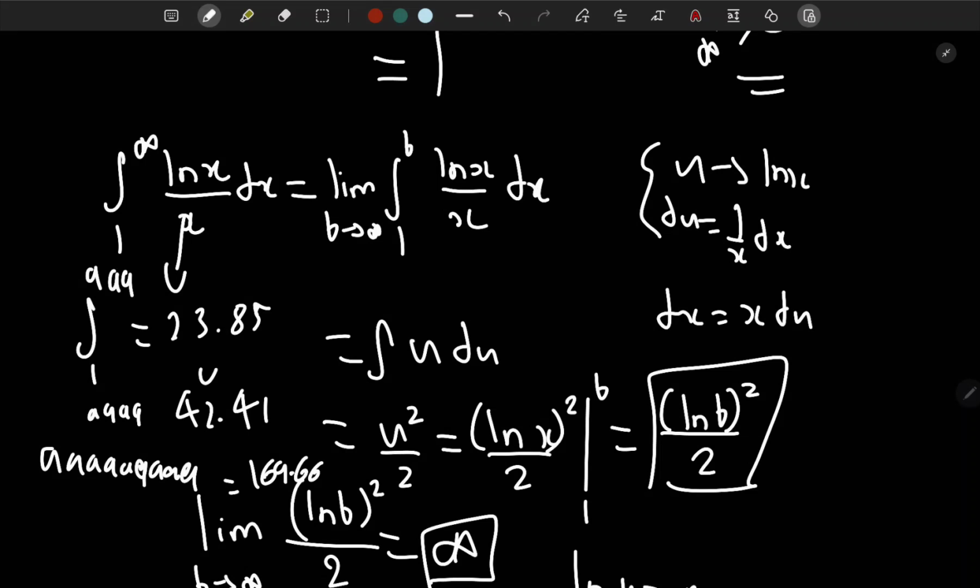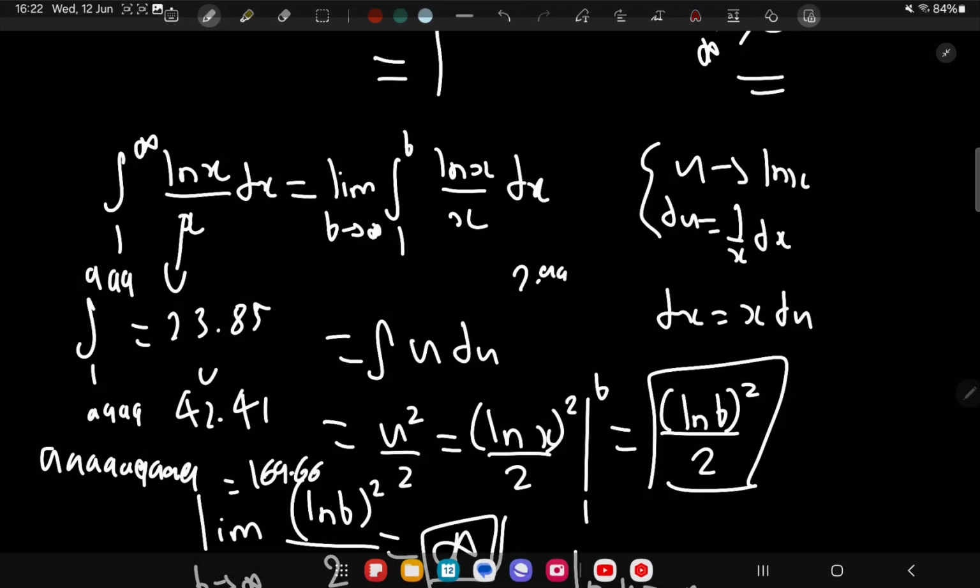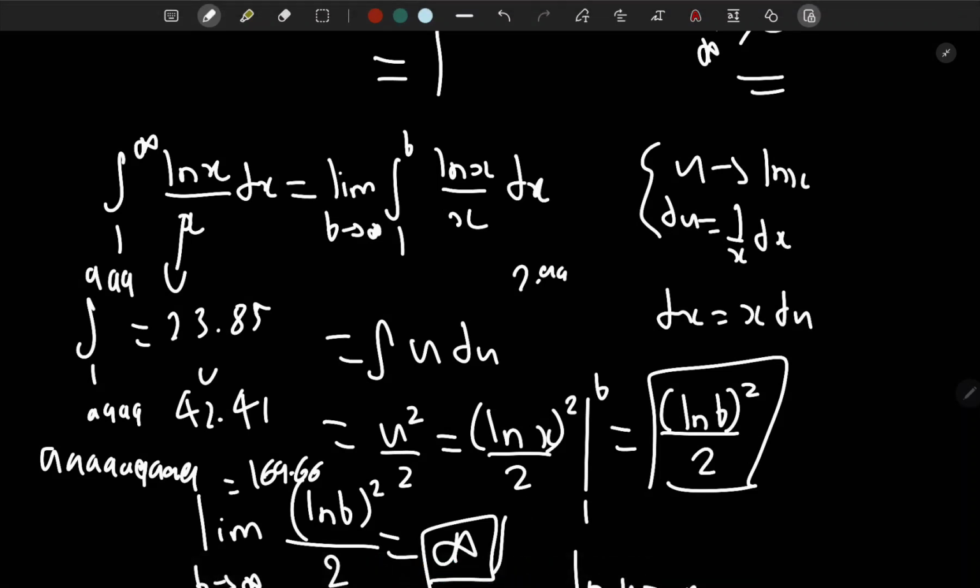Since we are not going to a number like before, 2.999, where we were going very close to 3, but here we are increasing, so it must be positive infinity.